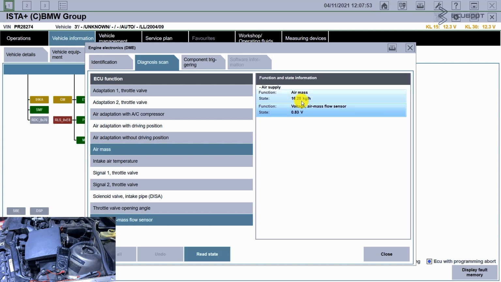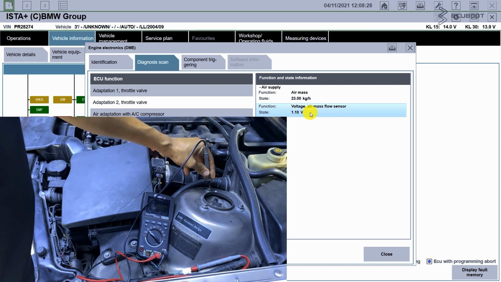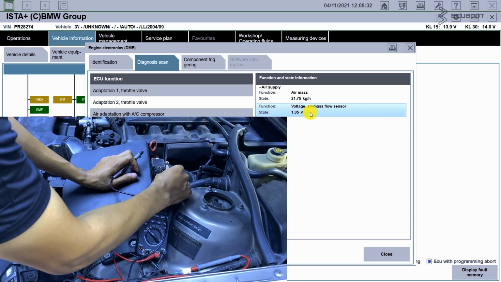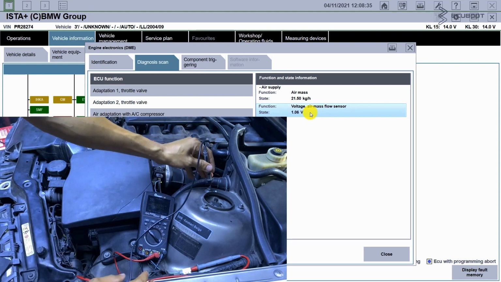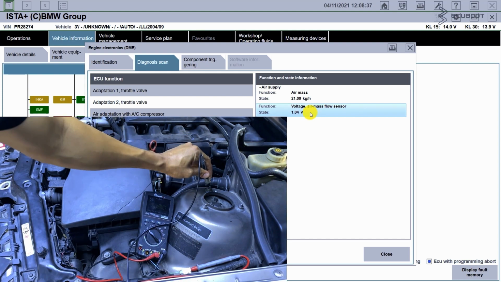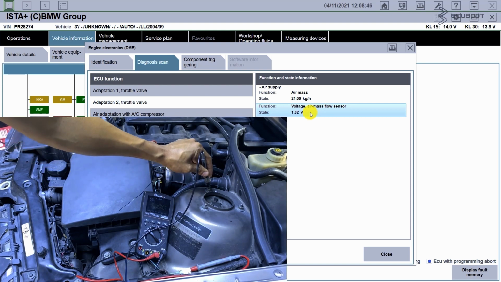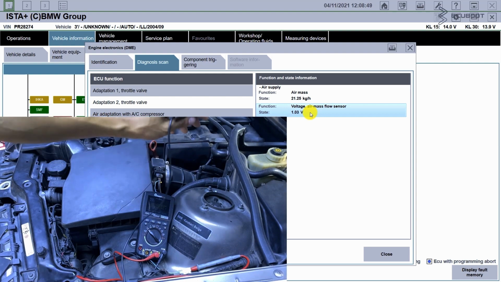Let's turn on the engine. The voltage increases as well as the air mass. Now we will compare the value between our multimeter and ISTA. As I mentioned before, the second wire is our signal. I'll probe it again to measure. The voltage we have on our multimeter is 1.07 volts, which is almost the same as the value on ISTA. So we can conclude that our sensor is not malfunctioning.